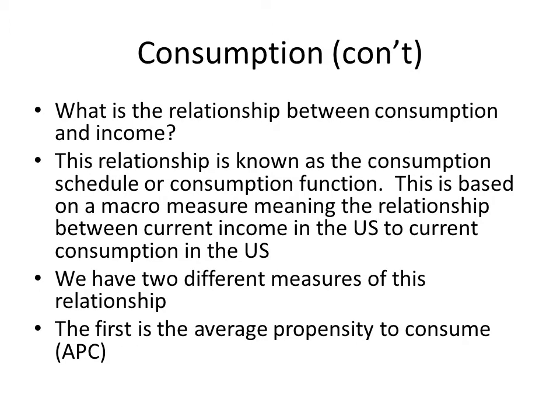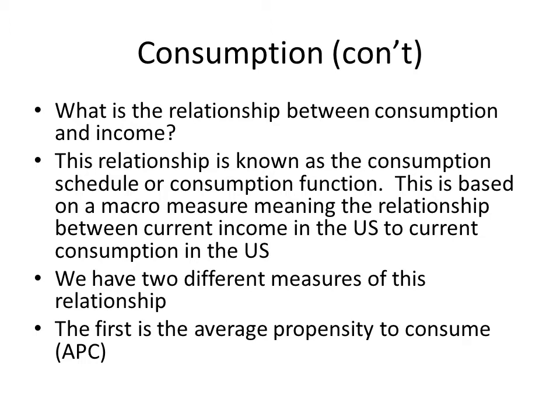So what is the relationship between consumption and income? That relationship is known as the consumption schedule or consumption function. This is based on a macro measure, meaning a relationship between current income in the United States and current consumption in the United States. So again, we're making this fairly simple and straightforward. We have two different measures of this relationship.